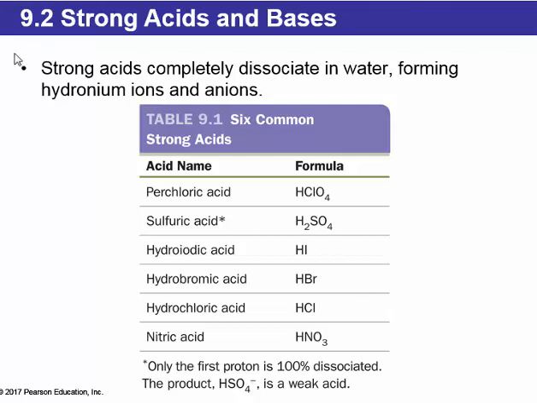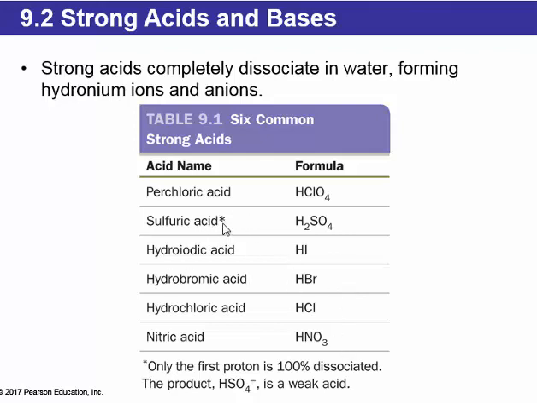One of the objectives of this section is to identify strong acids, and Table 9.1 of your textbook lists the 6 strong acids that you will be responsible for. What makes an acid strong is that it completely dissociates in water. So the 6 strong acids are perchloric acid, sulfuric acid, hydroiodic acid, hydrobromic acid, hydrochloric acid, and nitric acid.